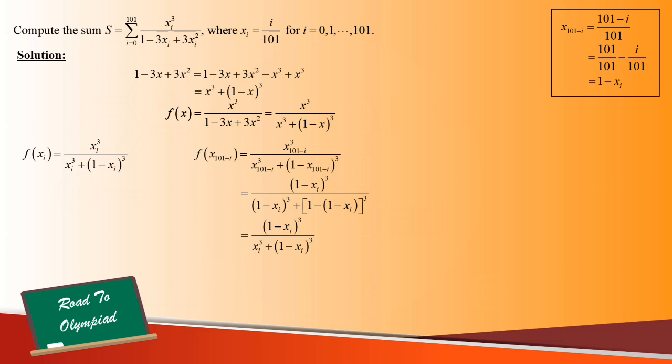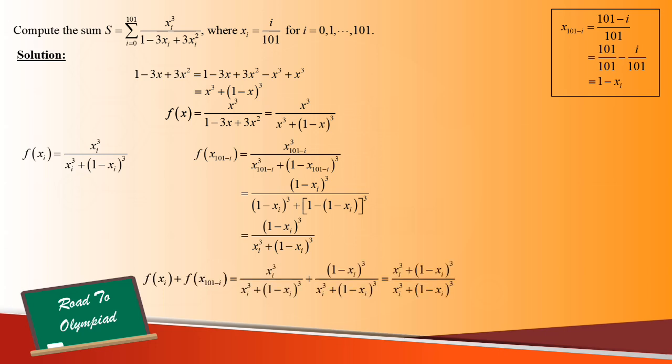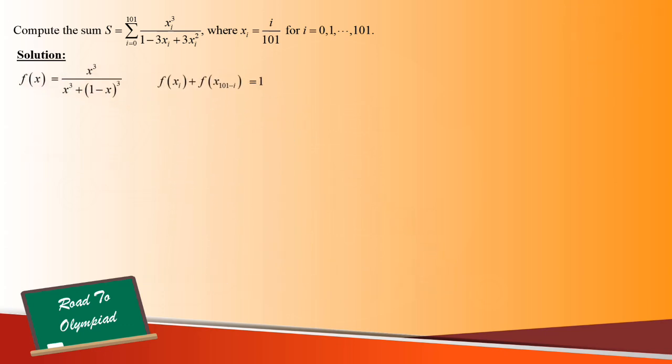With this, when we sum out f(x_i) and f(x_{101-i}), we get this one, which is equal to this. Here, the numerator and the denominator are both equal, so f(x_i) plus f(x_{101-i}) is simply equal to 1. Now let's clean up the screen a little bit.